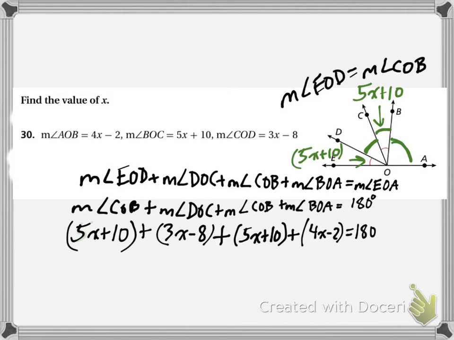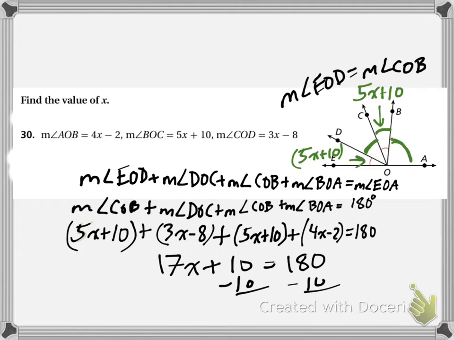We are going to combine like terms. 5x plus 3x is 8x, plus another 5x gives you 13x, plus 4x is 17x. And let's see, we've got 10 and 10 and a minus 8, that's 12. And another minus 2, that's 10 then, right? So let me just double check that. We've got positive 10, 10, and then a negative 8 and negative 2, that's like a negative 10. So you're just left with one of those positive 10s. Equals 180 degrees. Subtract 10 from both sides, and I think you guys get the idea from here.